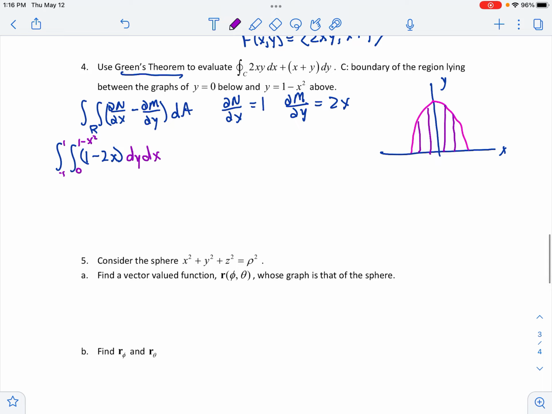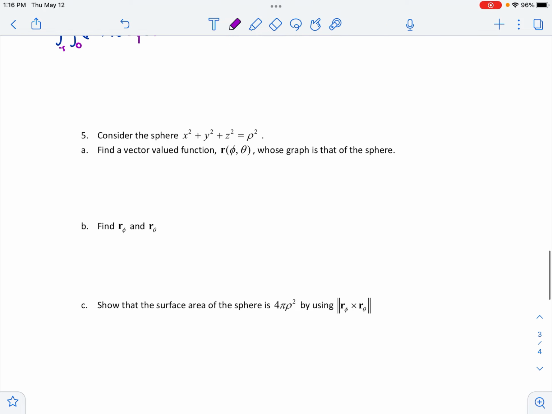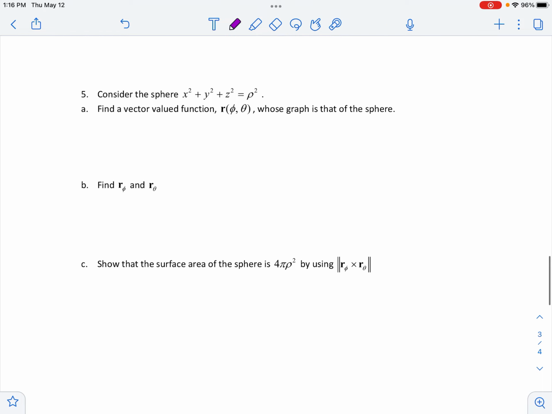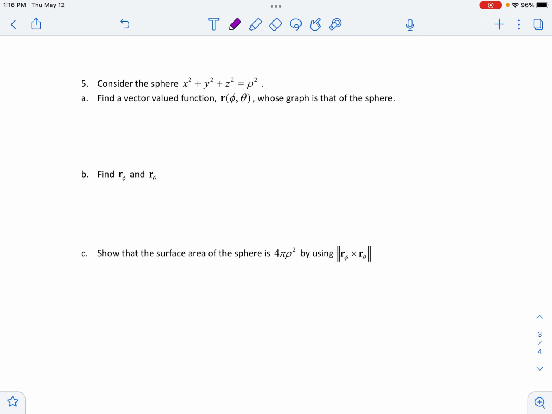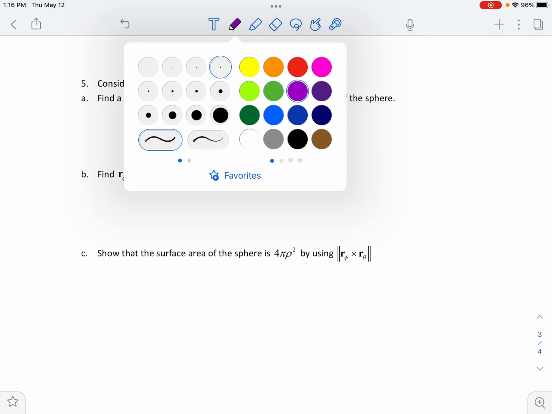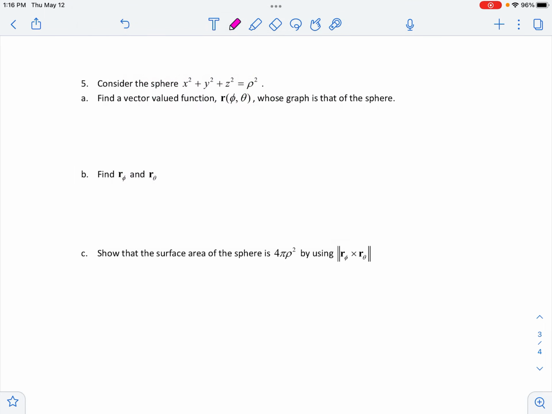So that's how we would use Green's theorem on that. Now let's go down here, and we've got this sphere, x squared plus y squared plus z squared equals rho squared. And what we want to do is come up with a parametric surface. So here we go. We've got rho, phi, and theta.